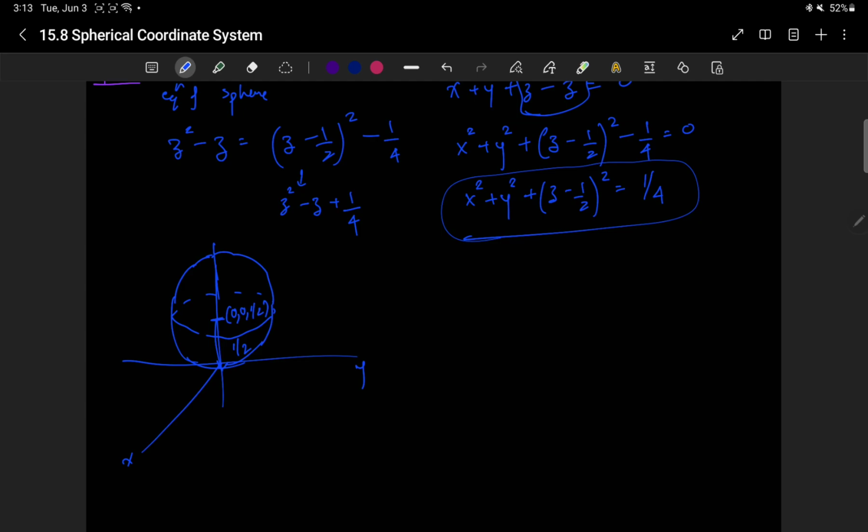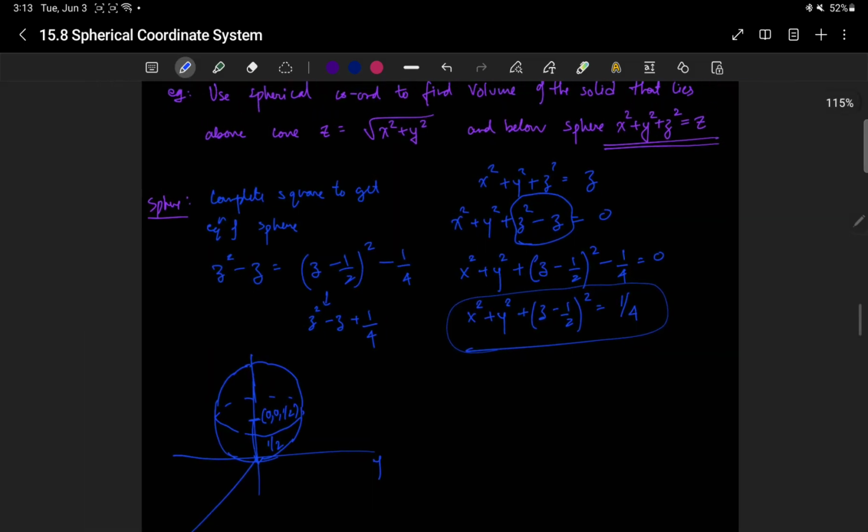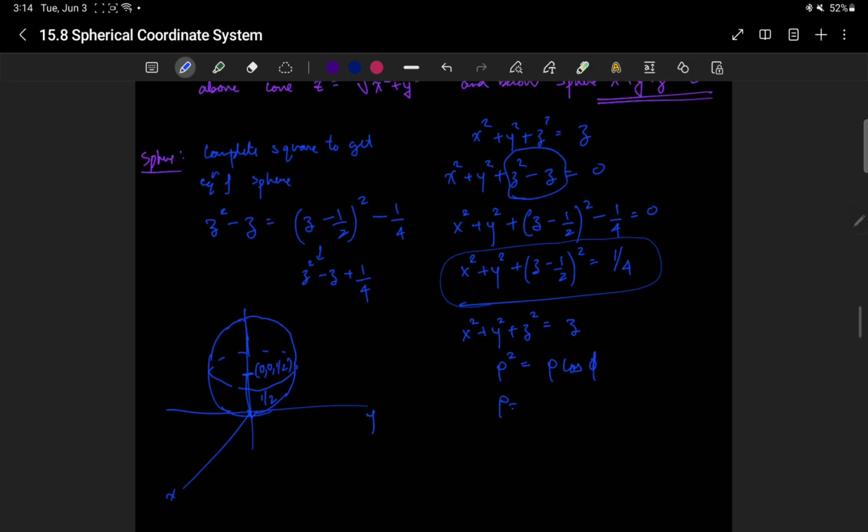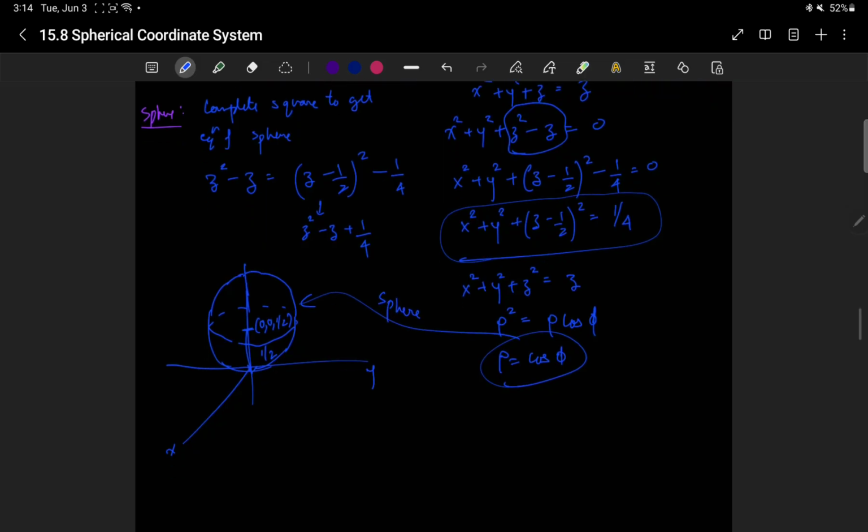So now we have a sphere, and it says explicitly to work with the spherical coordinate system, right? So what is the equation of the sphere then in spherical coordinates? This is rho squared equals rho cosine phi, or rho equals cosine phi. So that's the equation of the sphere in spherical coordinates. And what about the equation of the cone?